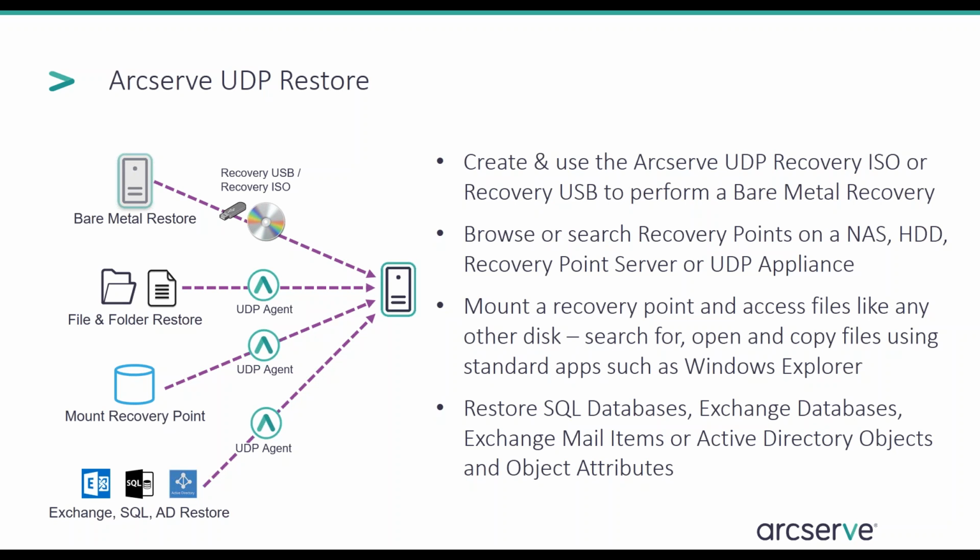For granular file and folder restores or for application data restores, these can be achieved through the use of the Arcserve UDP agent. So we can do a wizard-based restore of files and folders, or we can mount a recovery point, which I touched on before. When we mount a recovery point, we're essentially putting the backup image and mounting it as a drive letter. So it appears like a local disk, and we can search for files, open files, copy files using our standard applications such as Windows Explorer. And then with the application data, as I said, we'll take a look at how we can do database and item level restores and AD restores as well.